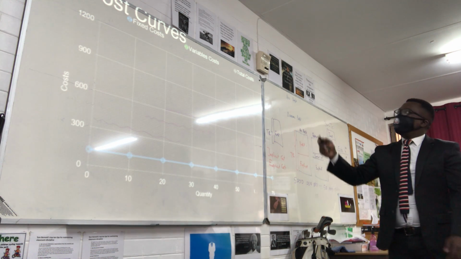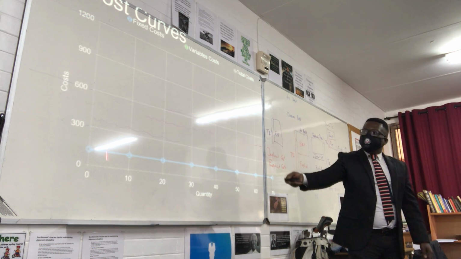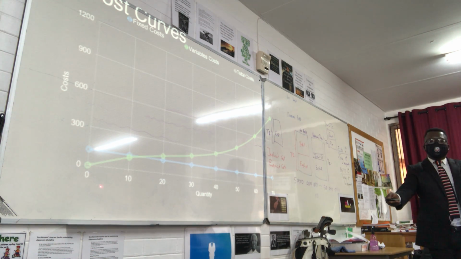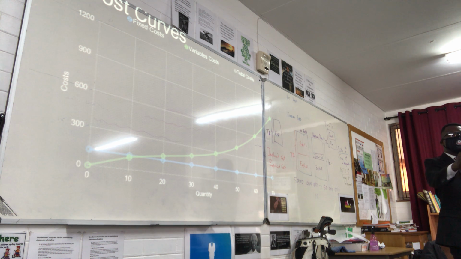Where do you expect your variable costs to start? At which point here? Okay, starts at 0, 100%. Why is it starting at 0 again? Because you're not producing anything, so you don't need to add any flour or sugar if you're making donuts.